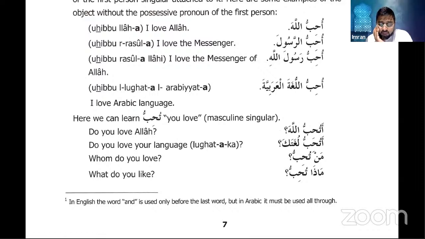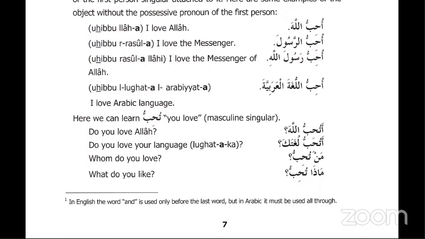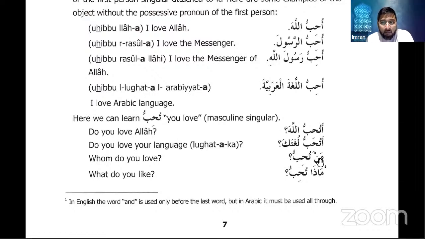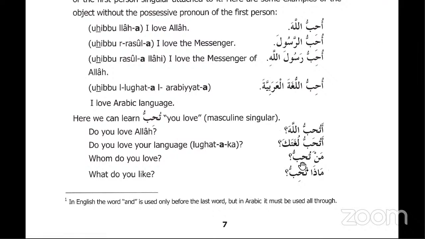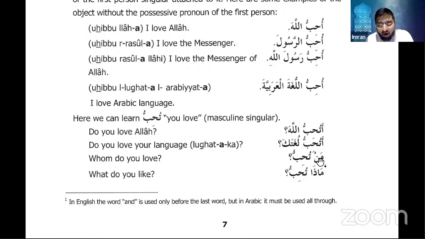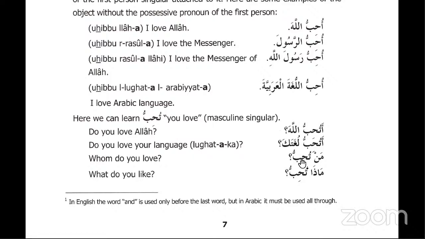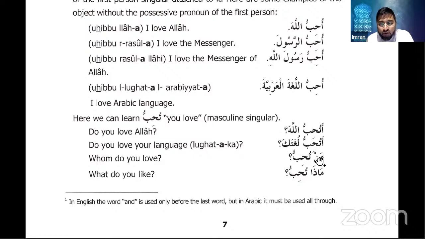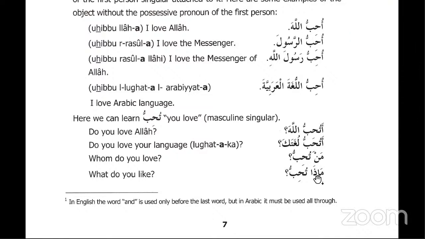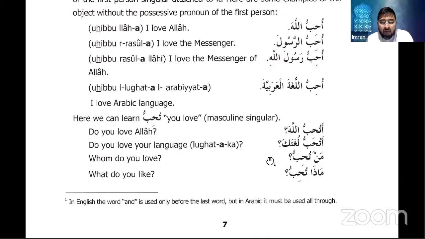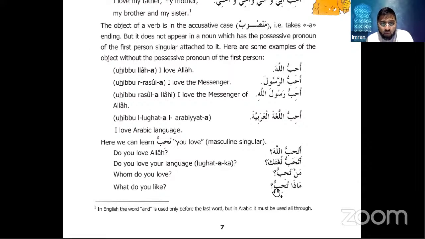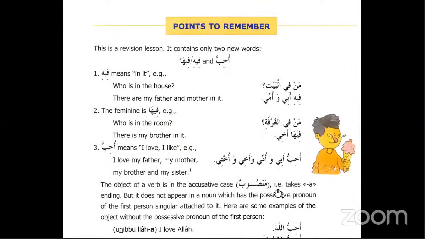Correct. Whom do you love? Man tuhibbu. Who do you love? So now there is an object. Man is the object now. You love who? Man tuhibbu, whom do you love? Man is coming at the beginning of the sentence now. Okay, I see. So then it is madha tuhibbu. Madha is the object. So madha tuhibbu, what do you like? Brilliant. Madha tuhibbu. Thank you ever so much for that.